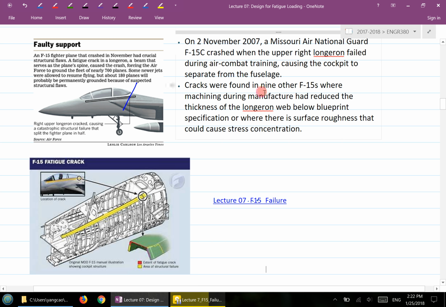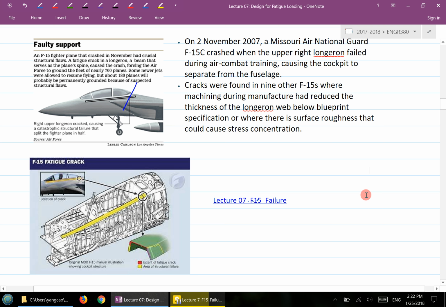They later found a few similar mistakes in 9 other F-15s, which is good. They found the problem. I think the pilots survived. So that gives you a perfect example, and you can find many other examples of how dangerous fatigue failure is. You should also think about yourself: essentially, you don't want things to accumulate. Always examine, always prevent these kinds of things. That's the idea for fatigue loading.